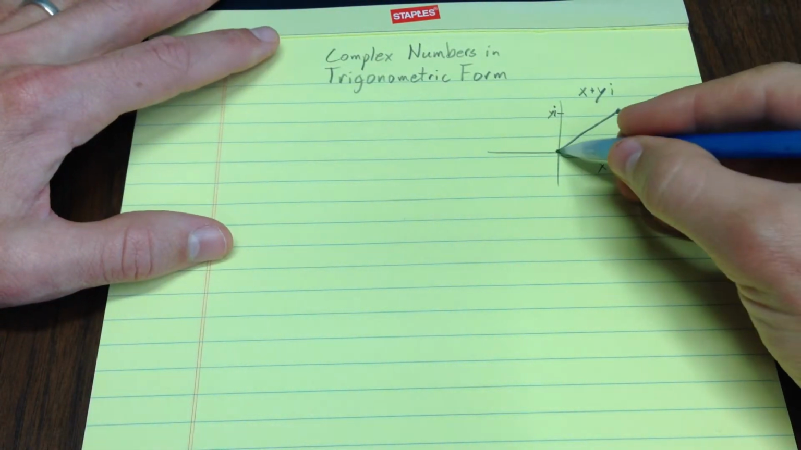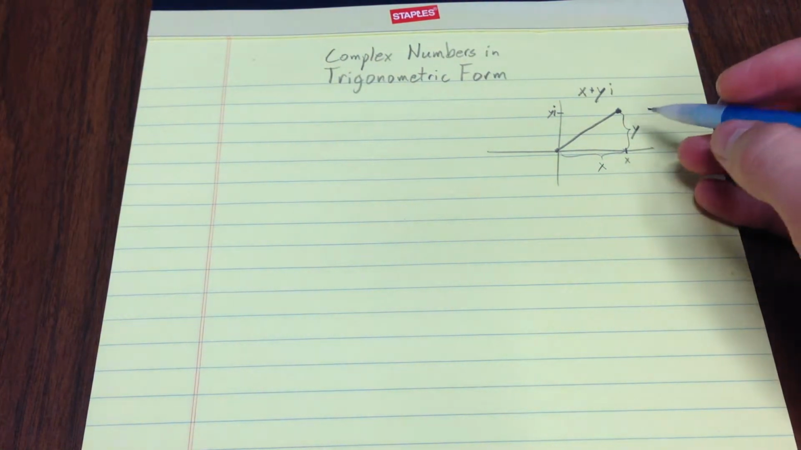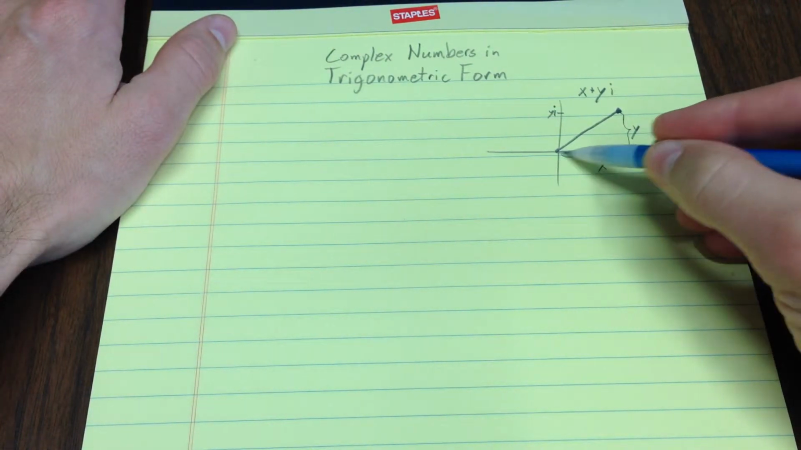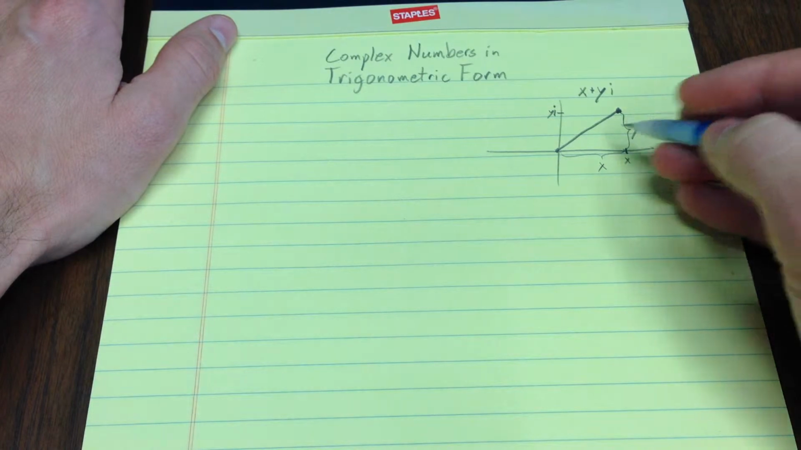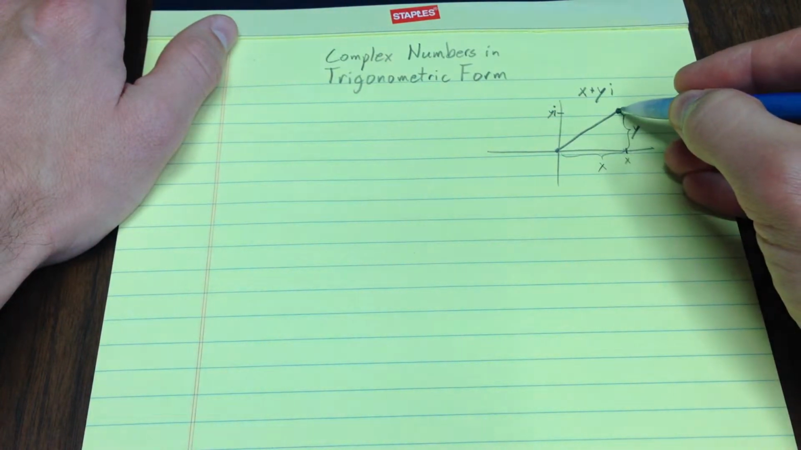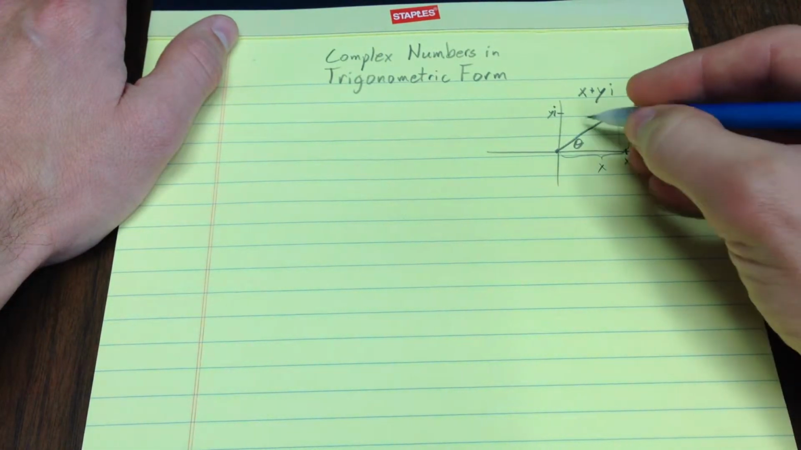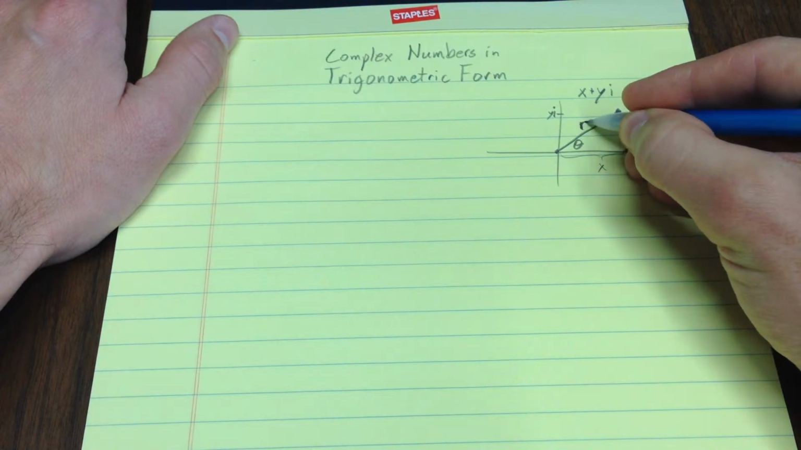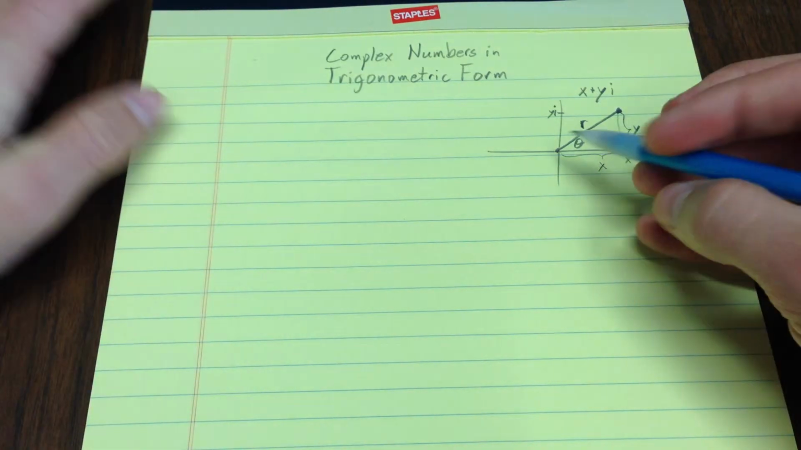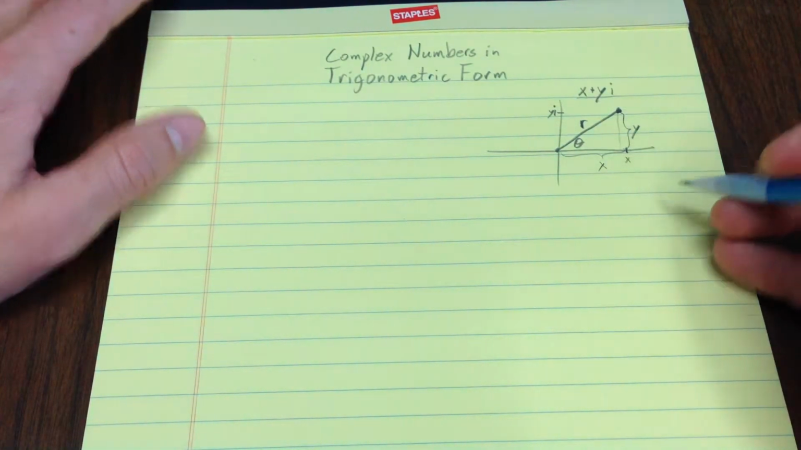Trigonometric form says it might sometimes be easier to represent this point not with the distance horizontally and the distance vertically, but with the distance of this hypotenuse, the hypotenuse of this right triangle, and this angle. The angle we call theta, and the hypotenuse we often call r for the radius, if you think about this as being a circle. Those two numbers could represent these quantities just fine.